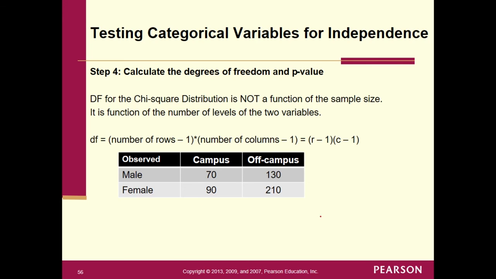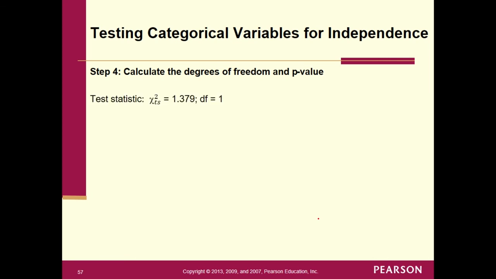So basically ignoring the subtotals, all right, and just looking at how many levels did we have for the explanatory and how many levels did we have for the response, all right? And so we had 2 rows, 2 columns. When you throw that into the formula, you got 2 minus 1 times 2 minus 1, you get 1 degree of freedom when you have a 2 by 2 table. That's it, all right? So we got 1 degree of freedom, and we had a test statistic of 1.379. All right, so I have to get out of this and get into StatCrunch.